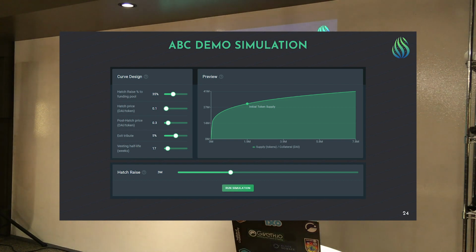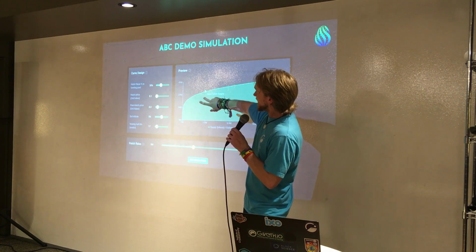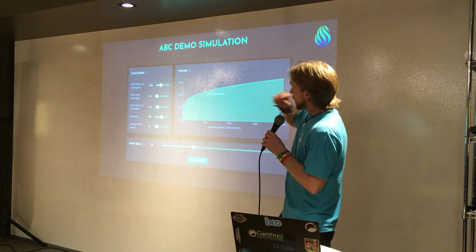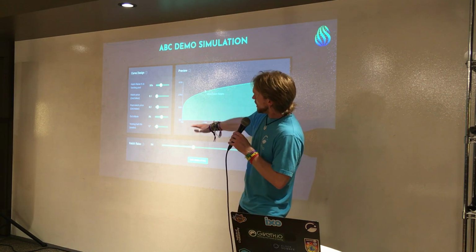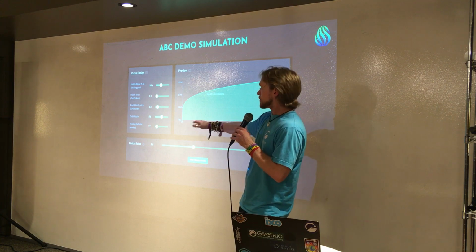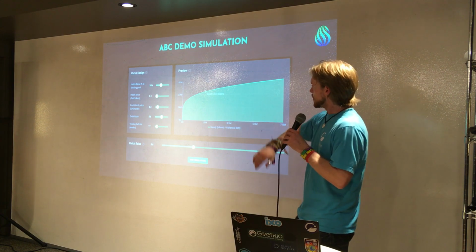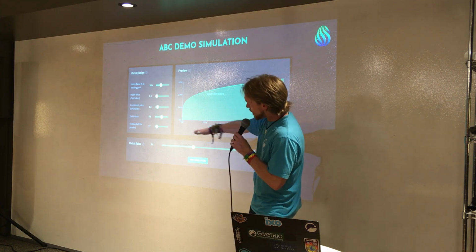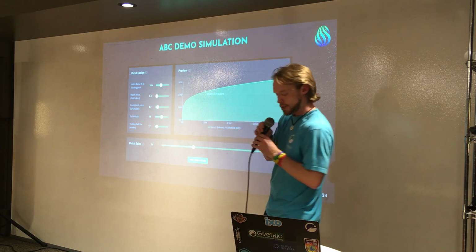So you can see along the left side here, we have all the parameters of the augmented bonding curve that we spoke about earlier. So how much of the raise goes to the funding pool as opposed to the collateral pool. We can actually set the hatch price and the post-hatch price of the token, and how much the exit tribute would be, as well as the vesting half-life. So these tokens vest on a curve, and you can set that. And then of course we can estimate how much would be raised by this community.